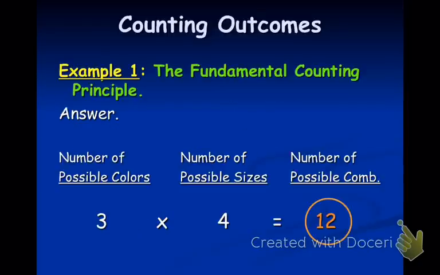So the general idea is number of possible colors is 3, number of possible sizes is 4. So there are a total of 12 combinations to make this polo shirt to purchase. So you can do it in 12 different ways. Now we're just going to go ahead and do a tree diagram for this.